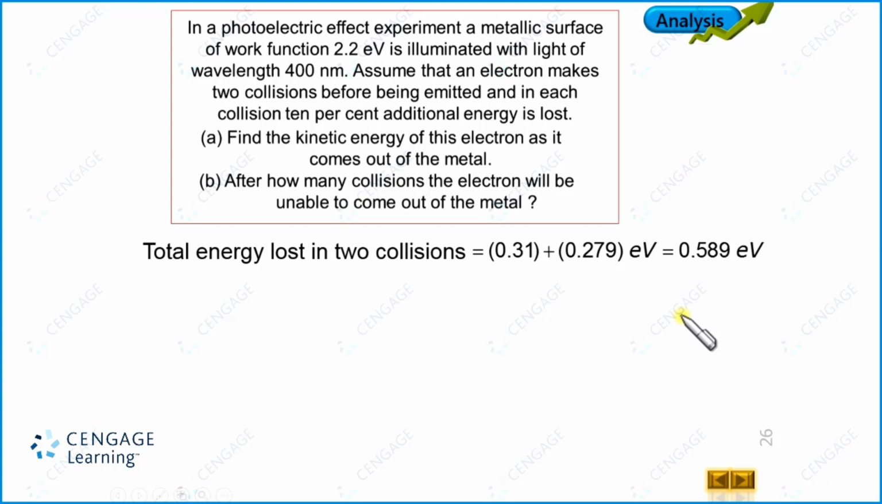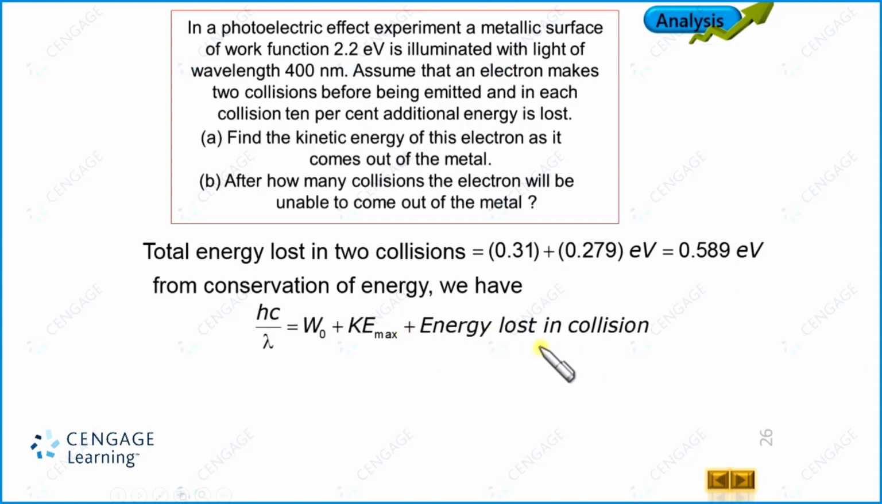Now let us apply conservation of energy. We know the energy incident on the metal surface through the radiation is hc divided by lambda. This energy is utilized in the work function, right? Work function, you know, is the energy required for the electron to come out of the metal surface. So part of the energy will be utilized as work function. Second part of the energy is utilized as kinetic energy, and third part of the energy is energy lost in collision.